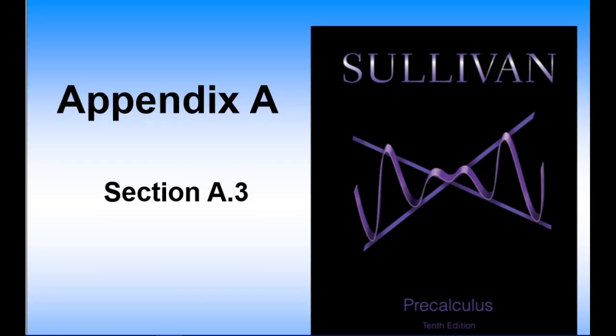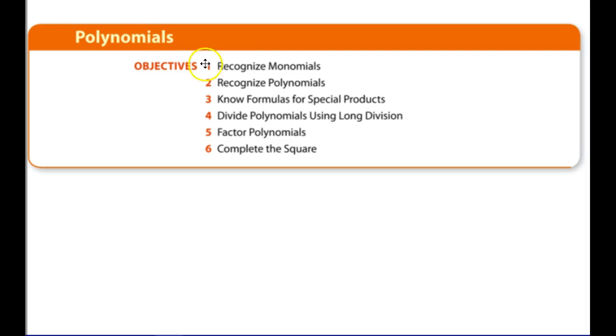All right, here we're continuing our algebra review, and we're looking at section A.3 or AR.3. So our learning targets today, first we're going to recognize monomials, then we're going to be looking at some polynomials. I want to know some formulas for some special products when I'm multiplying, right, because product is multiplying. Just looking at them and being able to tell what they're going to be.